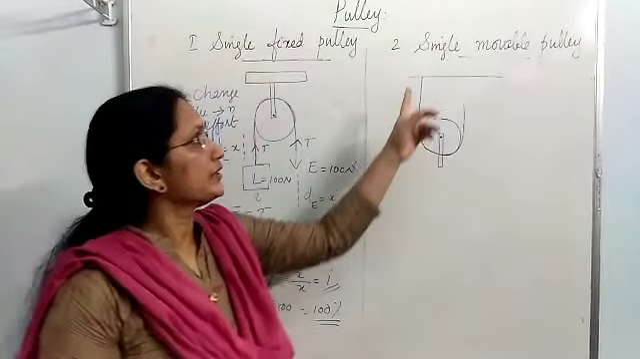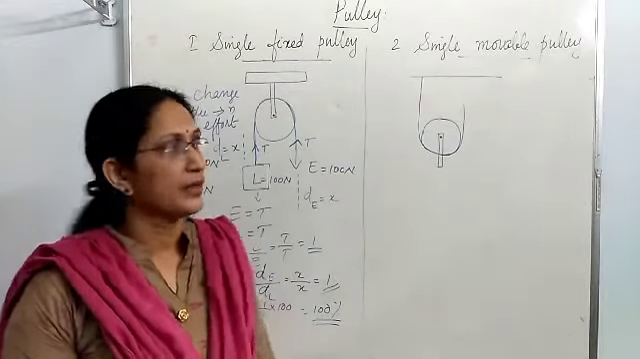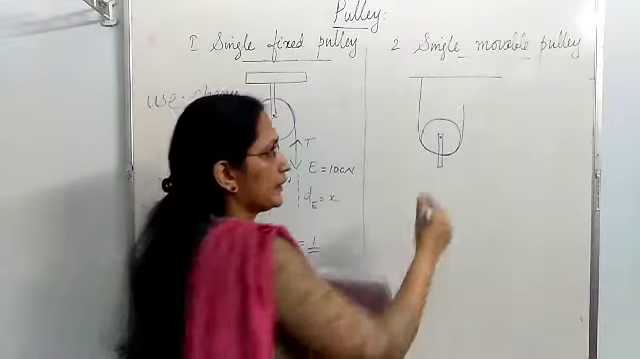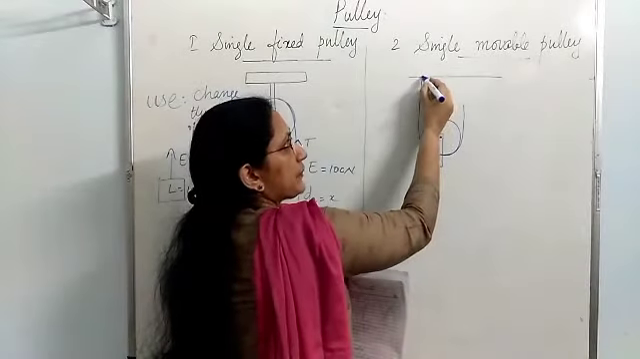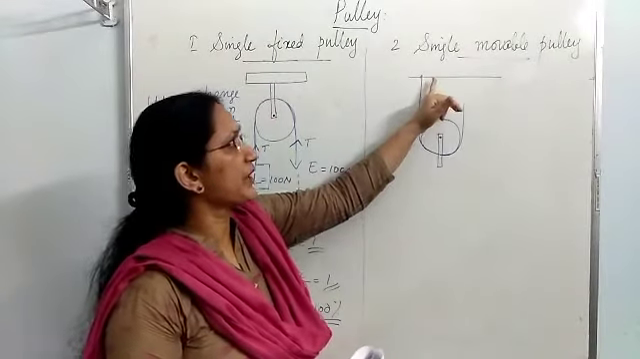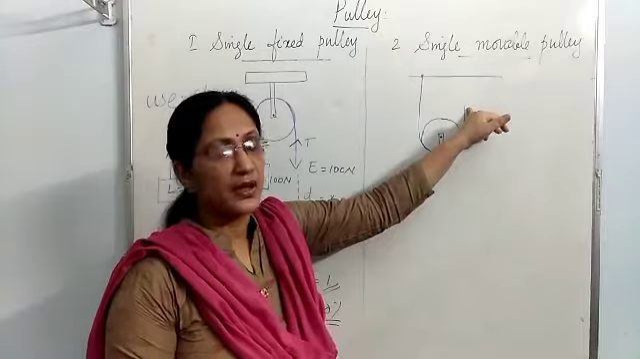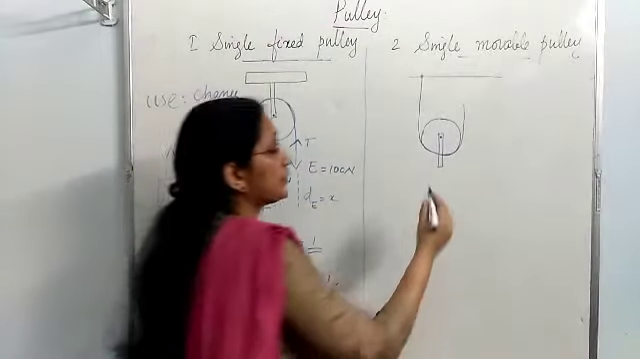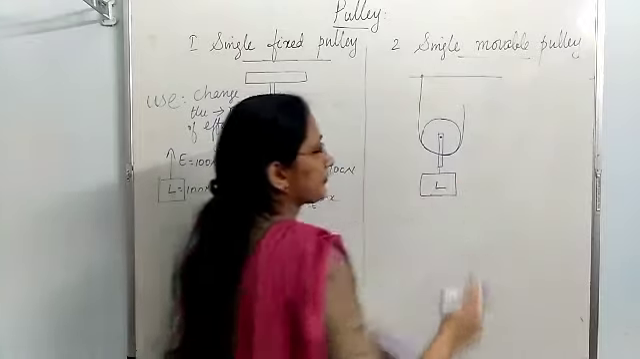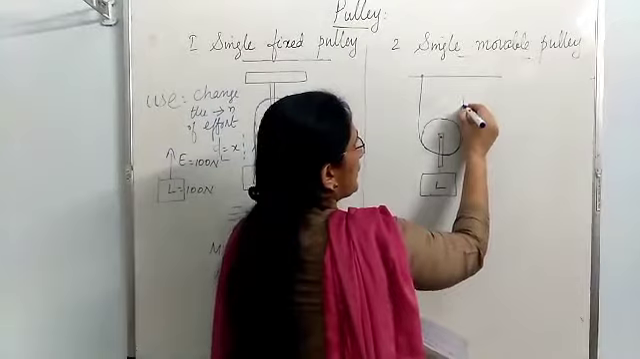Now another pulley system, single movable pulley system. Look at the diagram. You can see one pulley here and a rope segment. One end of the rope segment is tied on a rigid platform. The other end is kept free. And how to use it is, you have to attach the load to this pulley, and at the free end you have to apply the effort.